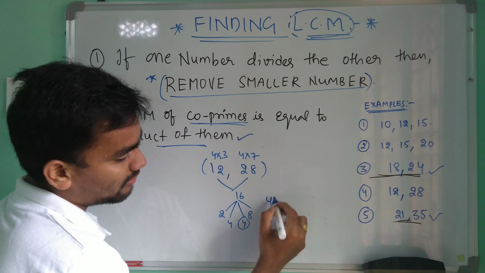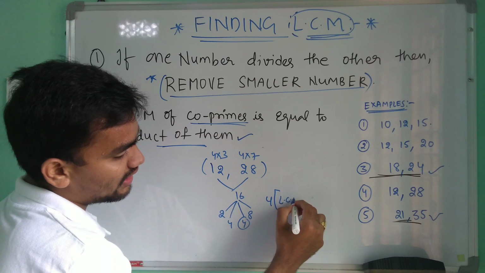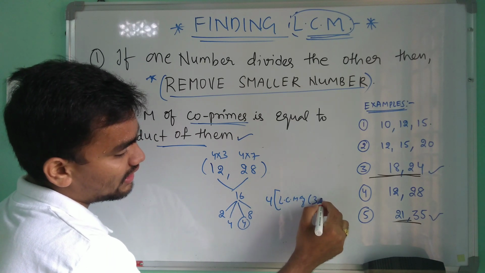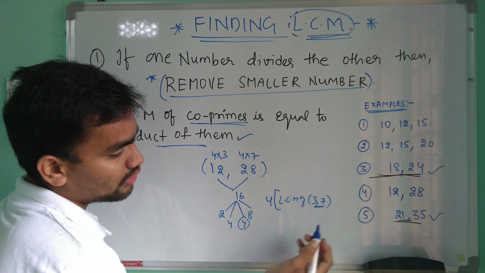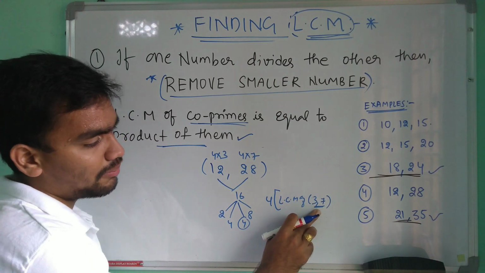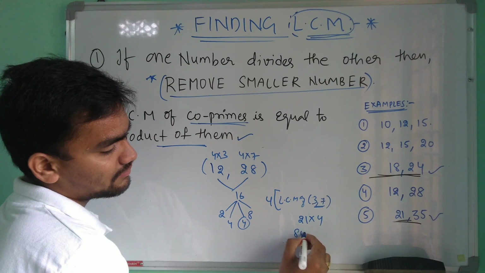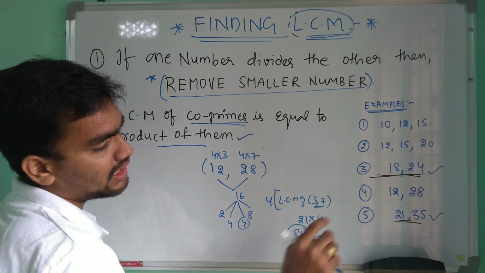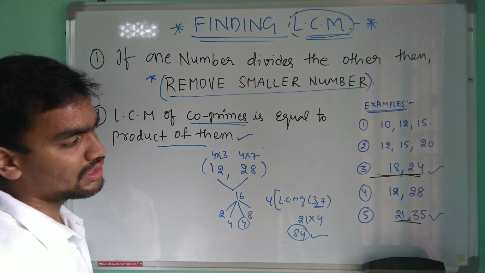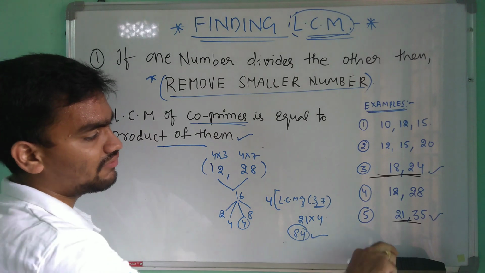So now you can take common 4 from these two and write this as LCM of 3 and 7. These are not consecutive odd numbers, but they are co-prime. So you can write this as 21 times 4, that is 84. This will be the LCM of 12 and 28. So in this way you can find the LCM of any two numbers.